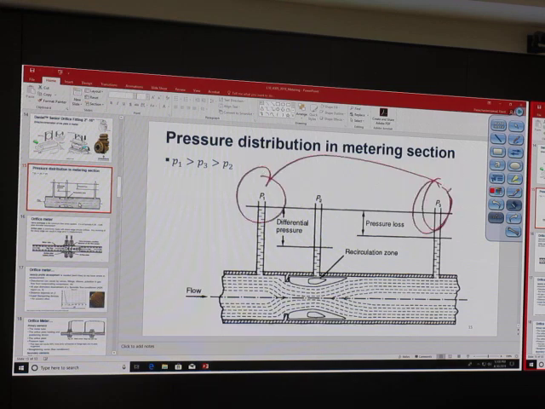Because you're losing energy going through the restriction. Through a small hole, we pay some energy. It takes some form of energy to change the velocity profile. The velocity profile shape has to change. It has to squeeze into the small area. So we have pressure drop.